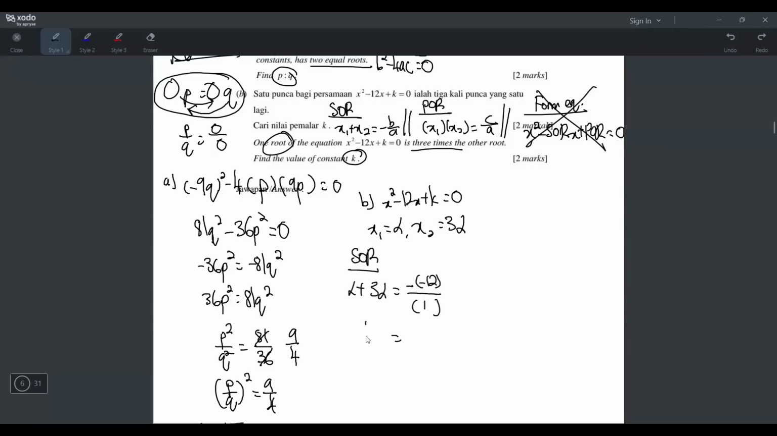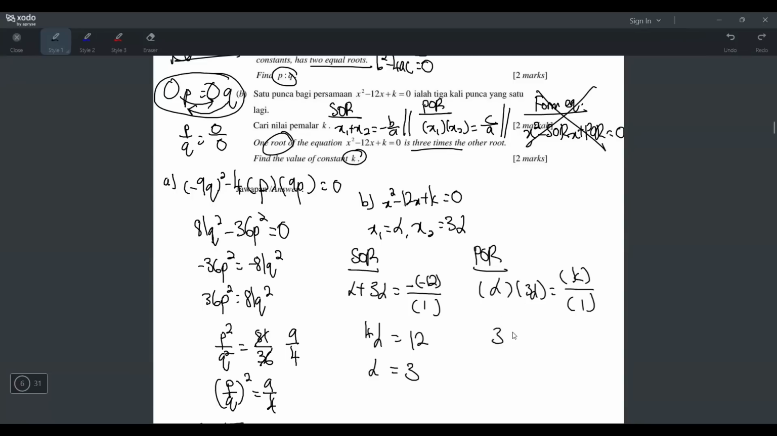Alright, so now you will get 4 alpha equals to positive 12 and alpha equals to 3. Done? But the question never asks you to find alpha. They ask you to find K, right? So don't stop here. Keep going. You do the POR. The POR formula is x1 times x2 equals C over A. For x1, x2, it will be alpha times 3 alpha. C over A is just K over 1.